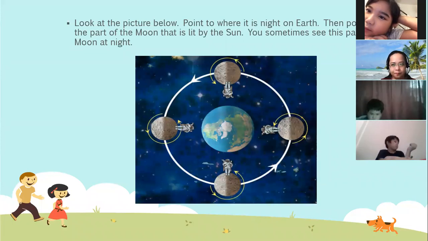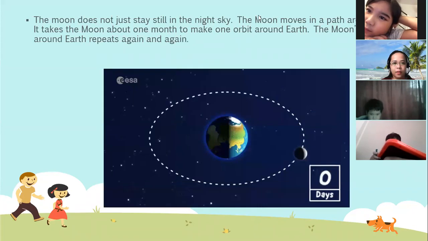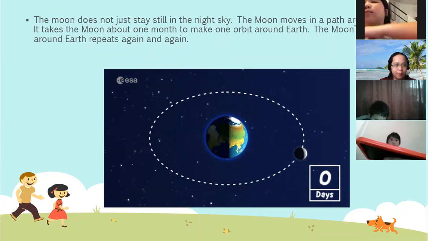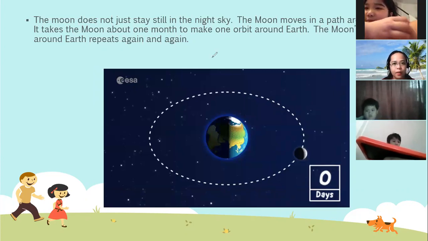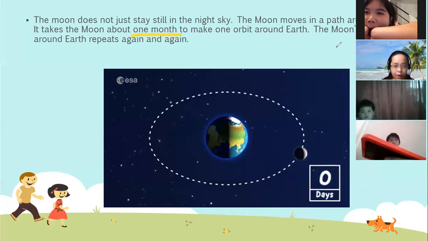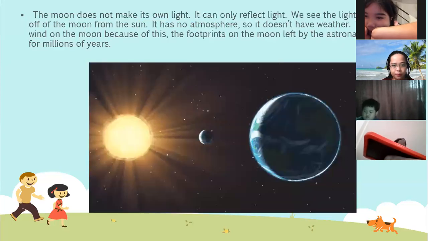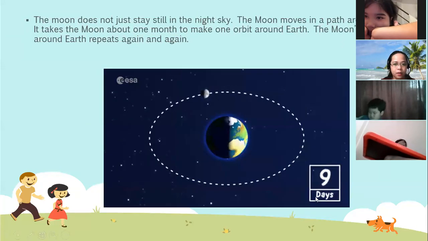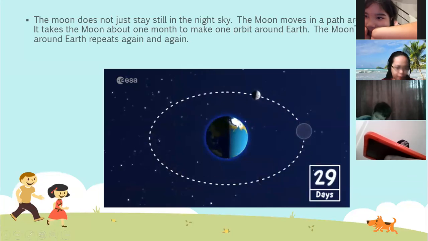Next, how many months does it take? The correct answer is month. It takes about one month to make one orbit around the Earth. As we all know, it takes a full one month for the moon to orbit around the Earth.